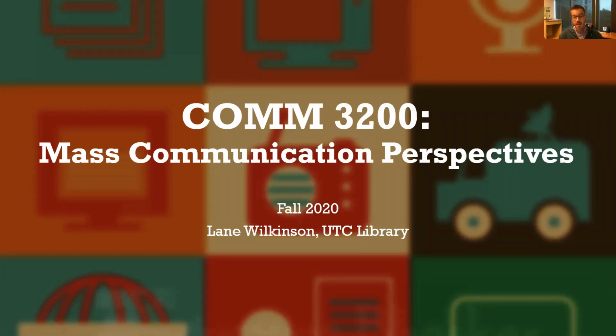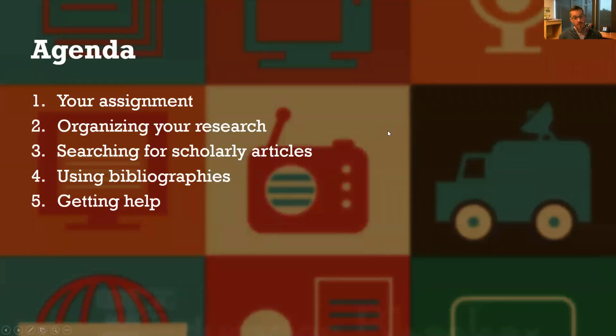Welcome to a short presentation on finding sources for your mass communication perspectives research. What I want to do today is walk you through the basics of what your assignment is and how that connects to library research. Talk a little bit about the best ways to organize your research and really focus on where to find scholarly articles, some specific resources that the library has. And then talk a little bit about how to use bibliographies, how to make your research a little better by going through works cited and that sort of thing.